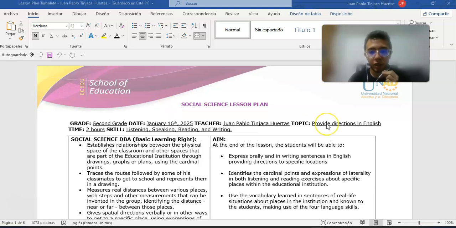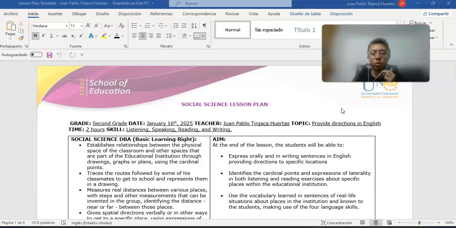Okay, let's start with the objectives or the aim. At the end of the lesson, I want students to be able to express orally and in writing sentences in English to provide directions, obviously using the expressions of laterality and cardinal points and the grammar structure of questions and affirmative sentences, to provide me information about a specific location within the educational institution.